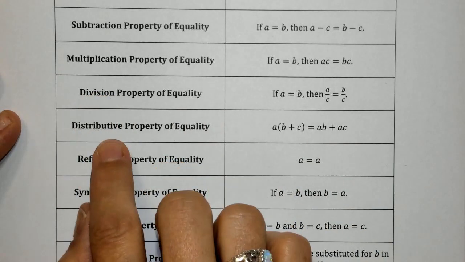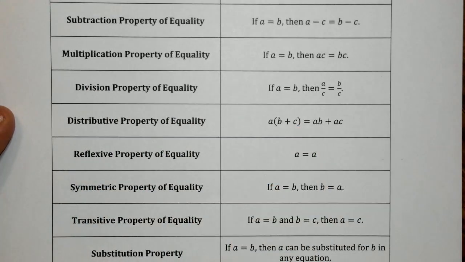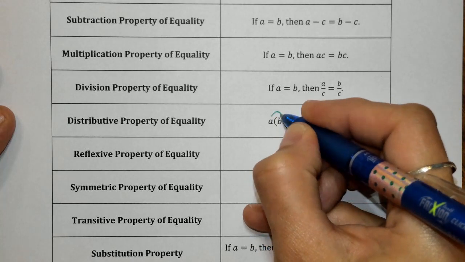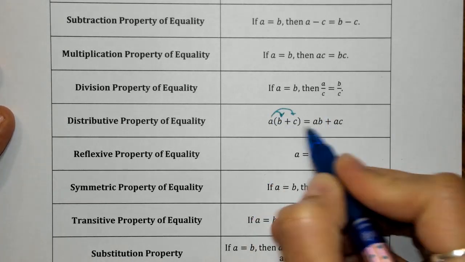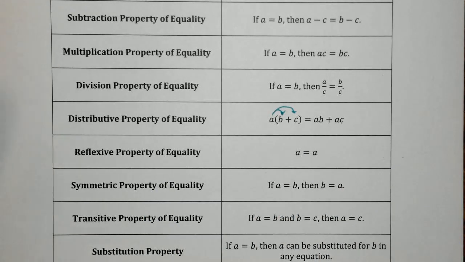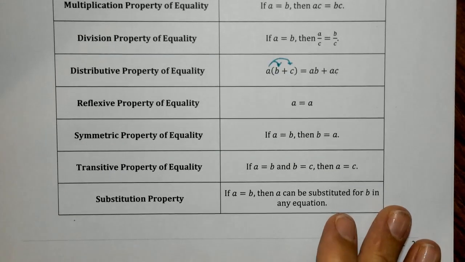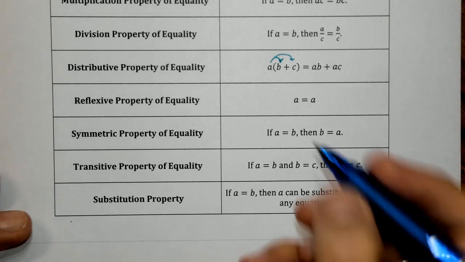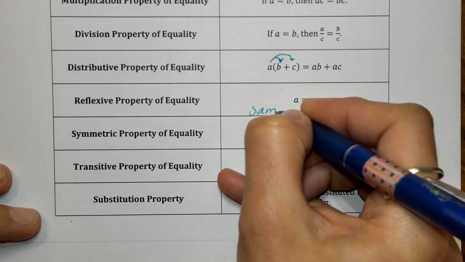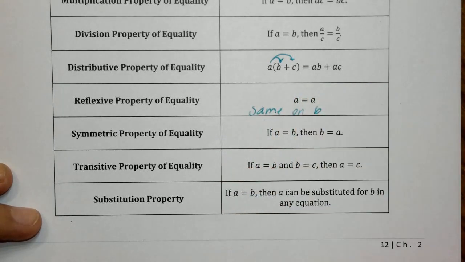Then we have division. Now, your distributive property is, again, this is going with what we just did in the warm-up. We're going to distribute. We get AB plus AC. Now we get into some other ones. Reflexive property. This is when you have the exact same thing on both sides. Reflection is the same thing on both sides. So think about your reflection. We've got same on both sides.